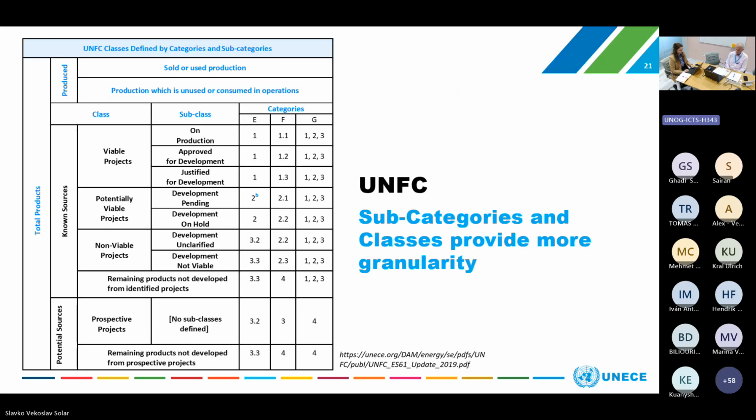To make this a bit more complex, we would also introduce subclasses. So the viable project would be under production or would be already approved for development, which means it's just there. The third one would be justified for development, which would all go into E1, where the F and of course the G would vary. Potentially viable would have mostly number 2, which is potentially viable for E, F, and the G as well, and potentially not viable.